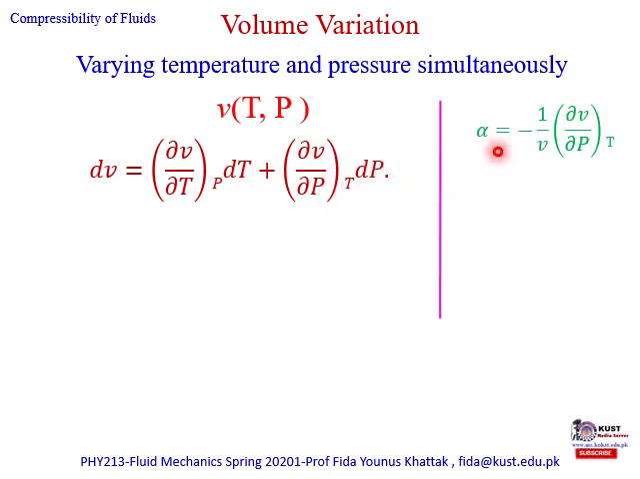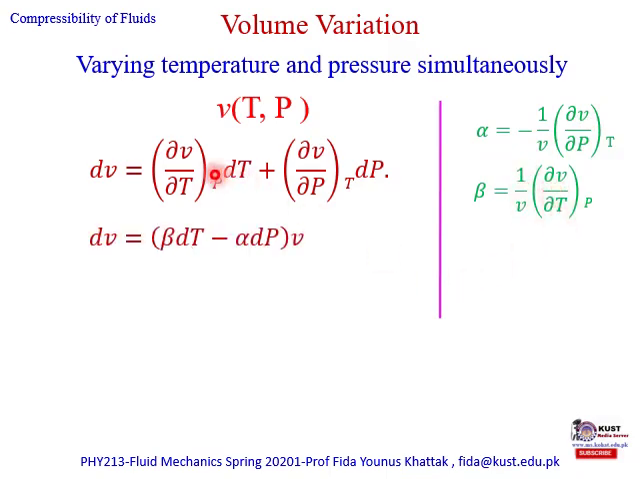We have a definition of alpha as equal to minus 1 over V del V over del P at constant T, and beta is equal to 1 over V del V over del T at constant P. Putting these values into the relation over here, we get dV is equal to beta dT minus alpha dP into the volume V. Or in terms of finite differences, we can write this as delta V over V is equal to minus delta rho over rho, approximately equal to beta delta T minus alpha delta P.